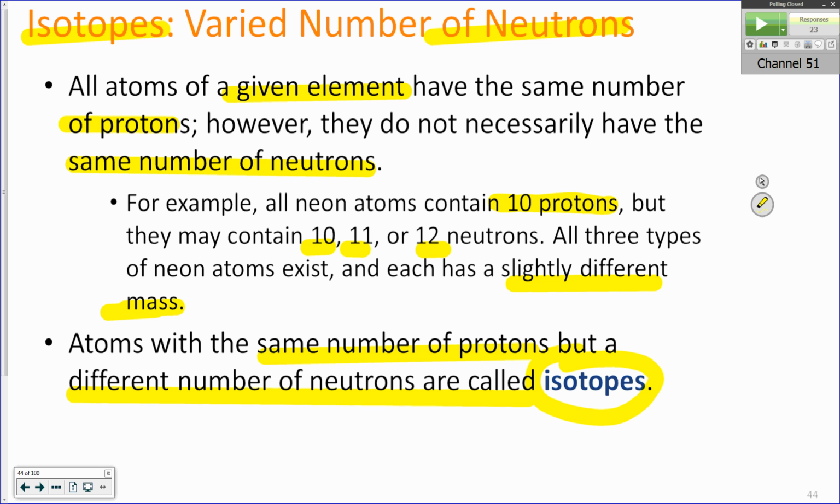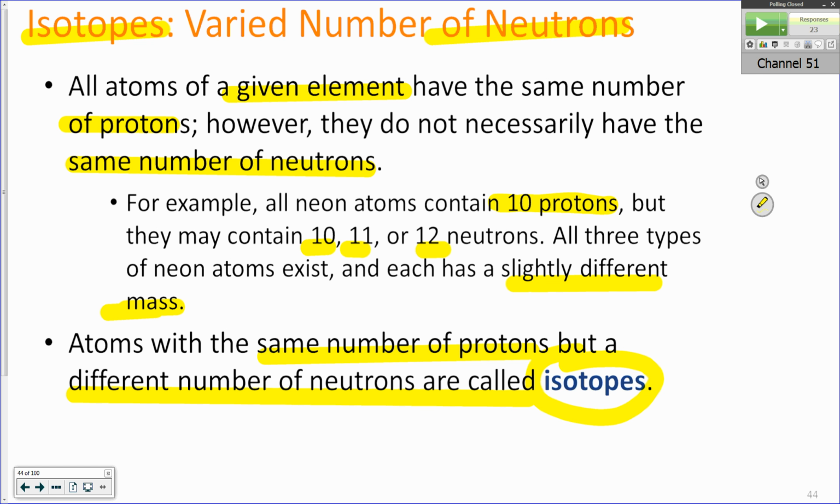There's only a couple examples of elements in the periodic table that don't. Fluorine is an example. Fluorine exists as fluorine 19. We'll talk about what the 19 means in a moment. But there's just one form of fluorine that we find in nature. It's the form that has 9 protons and 10 neutrons, and that's the only one we find in nature.